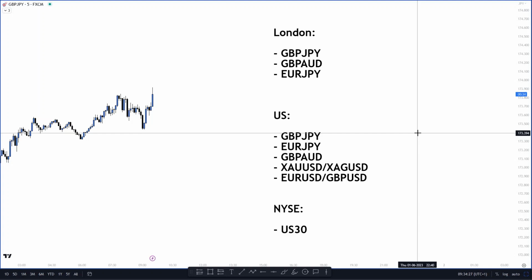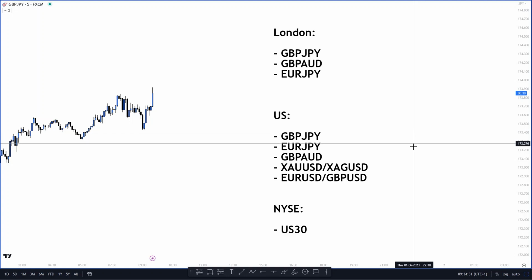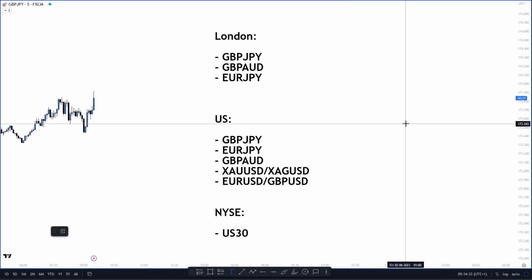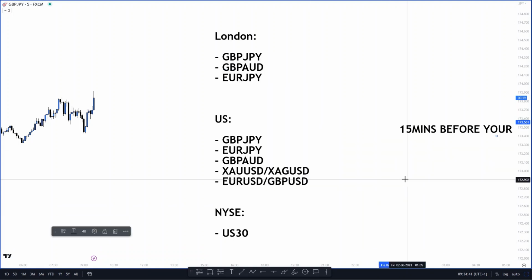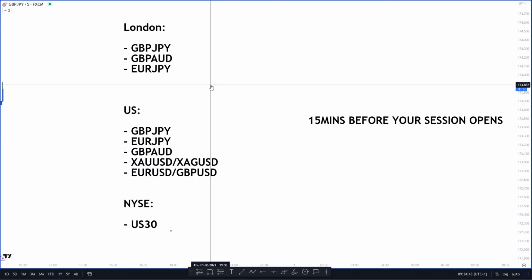And you're going to completely master these pairs. You're going to come every single day. You're going to get in a routine. You're going to come at least 15 minutes before the session opens. So 15 minutes before your session opens, you will be at your chart ready for whatever session you're going to be trading. You will do this every single trading day, Monday to Friday, every single day you can.